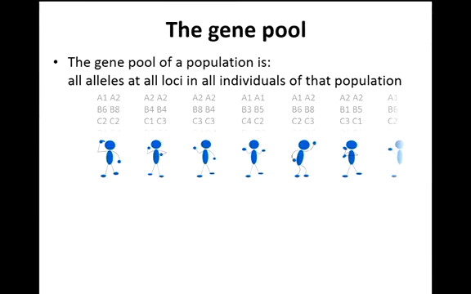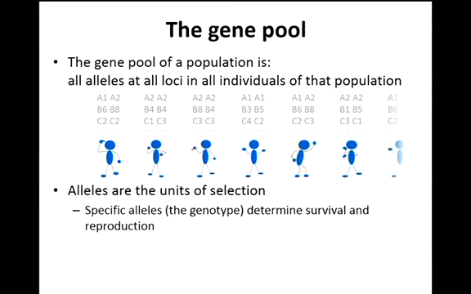And again, this is assuming that all these people are interbreeding. And so this gene pool, which is the collection of all the A alleles, all the B alleles, or the C alleles, et cetera, et cetera, this is the gene pool. And these alleles actually affect how individuals survive through evolution, or through selection. And so, for example, specific alleles can determine survival and reproduction. So if, for some reason, the A1 allele, or having an A1 allele, suddenly became really bad, this person would die off, this person would die off, this person would die off, and so would this one in the population.